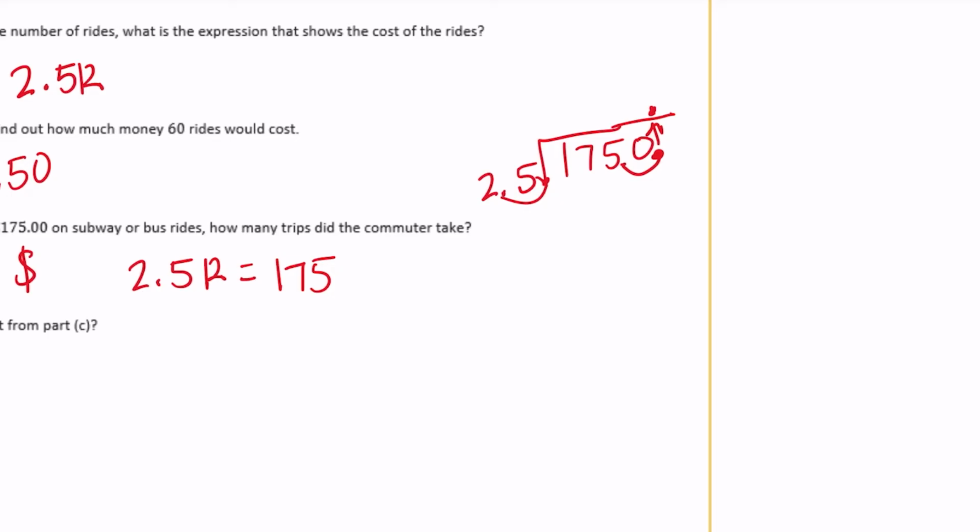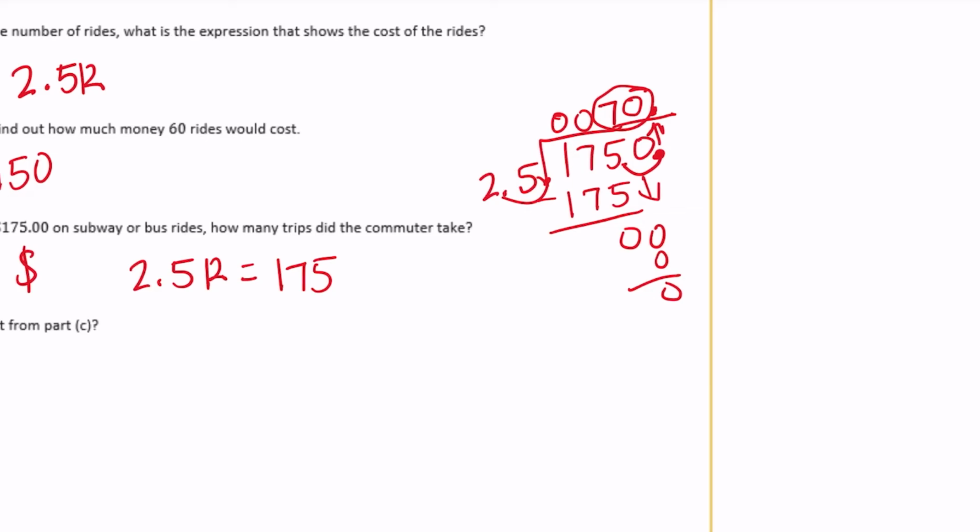That's going to add a 0 and then bring it straight up. So 25 can't go into 1 or 17, but it can go into 175 7 times, and that would be 175. Subtract, we get 0. Bring down the 0. 25 can't go into 0. No remainder, nothing to bring down. So we get 70. So that would be 70 trips.